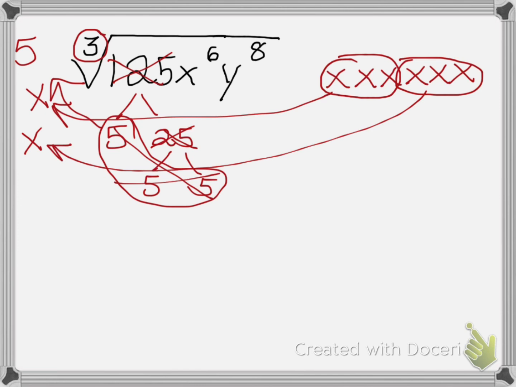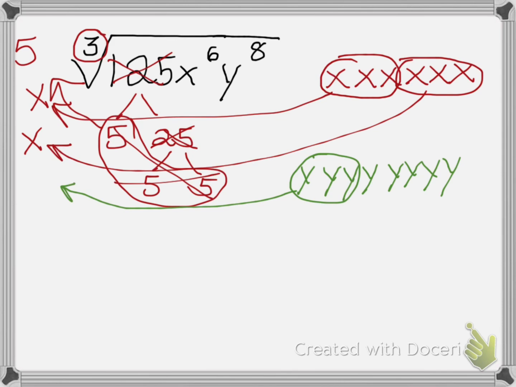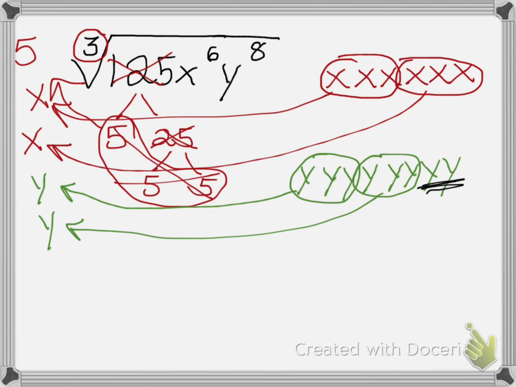Okay, now let's break down the y's. Y to the power of 8 technically means y multiplied to itself 8 times. And remember, if I have 3 of the same thing, I can take one of them out. I have 3 y's right here, so I can take out a y. I have 3 y's right here. I can take out another y. Uh-oh, I don't have any more sets of 3 y's. I have 2 left over. So that's going to stay under the radical. So our final answer, we have 2 y's left over. Y times y is y squared.